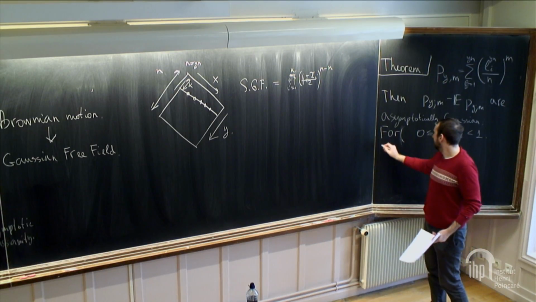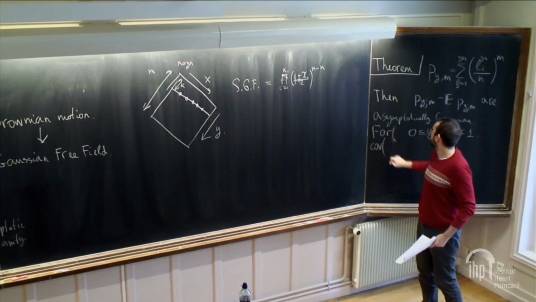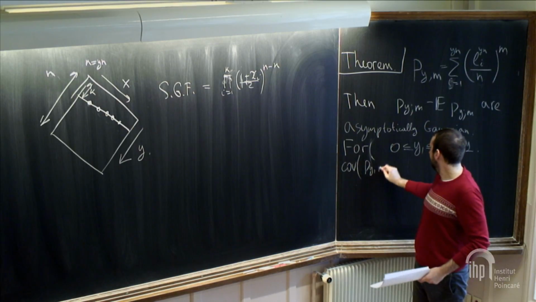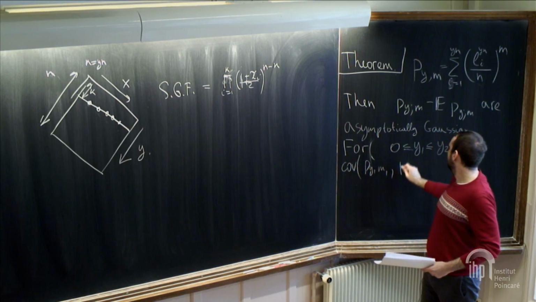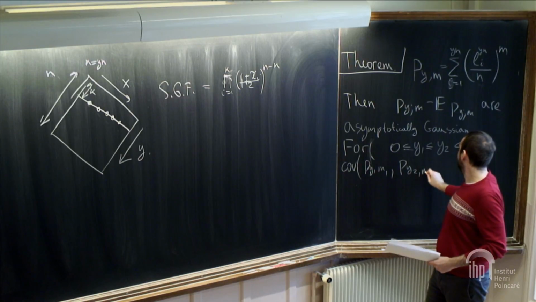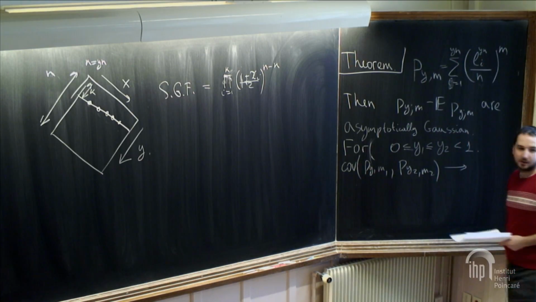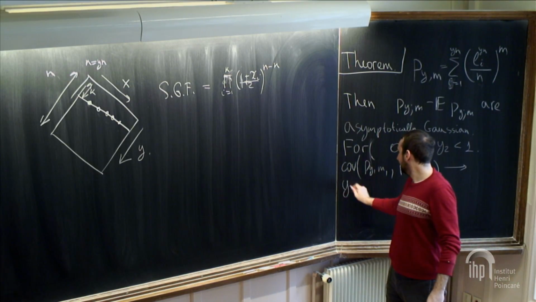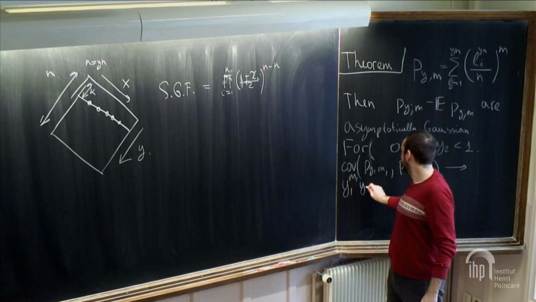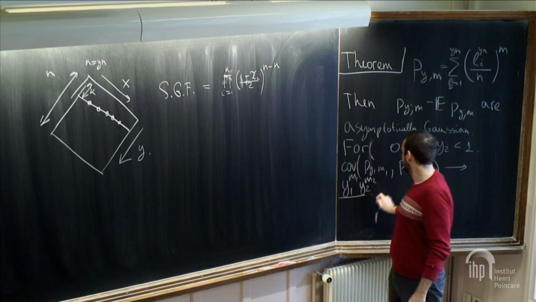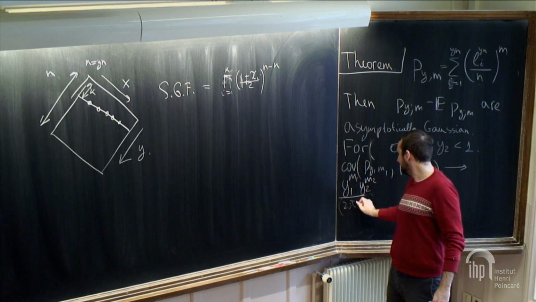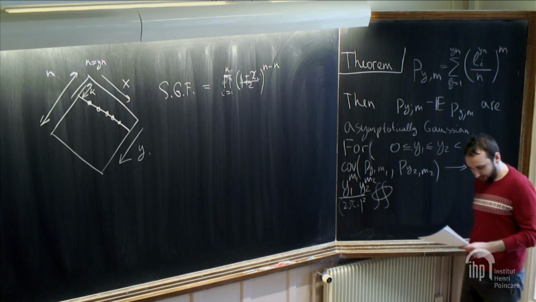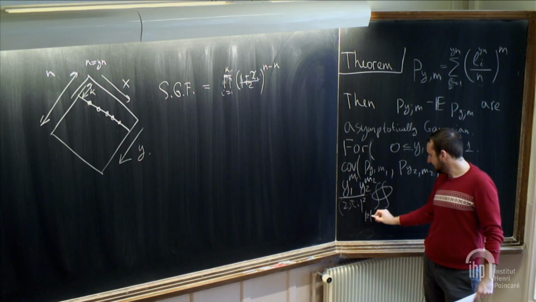So the covariance of P(y1, m1) and P(y2, m2) converges to a double contour integral expression. It will be y1 to the m1, y2 to the m2 divided by (2 pi i) squared. And then there will be a double contour integral.